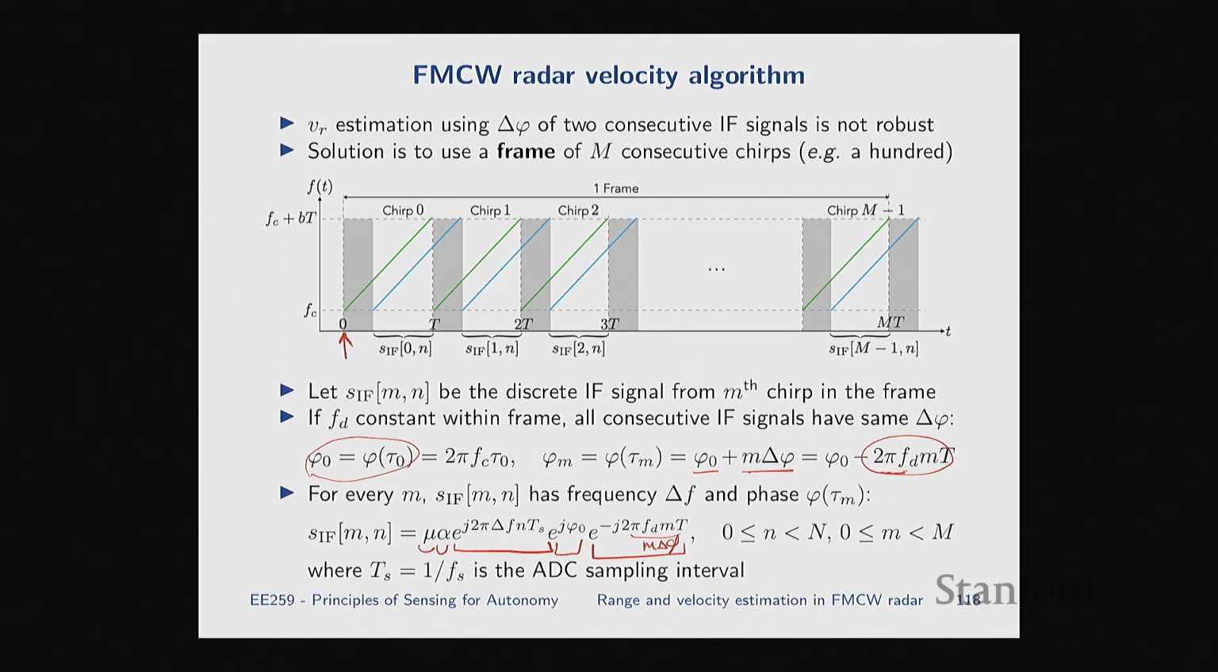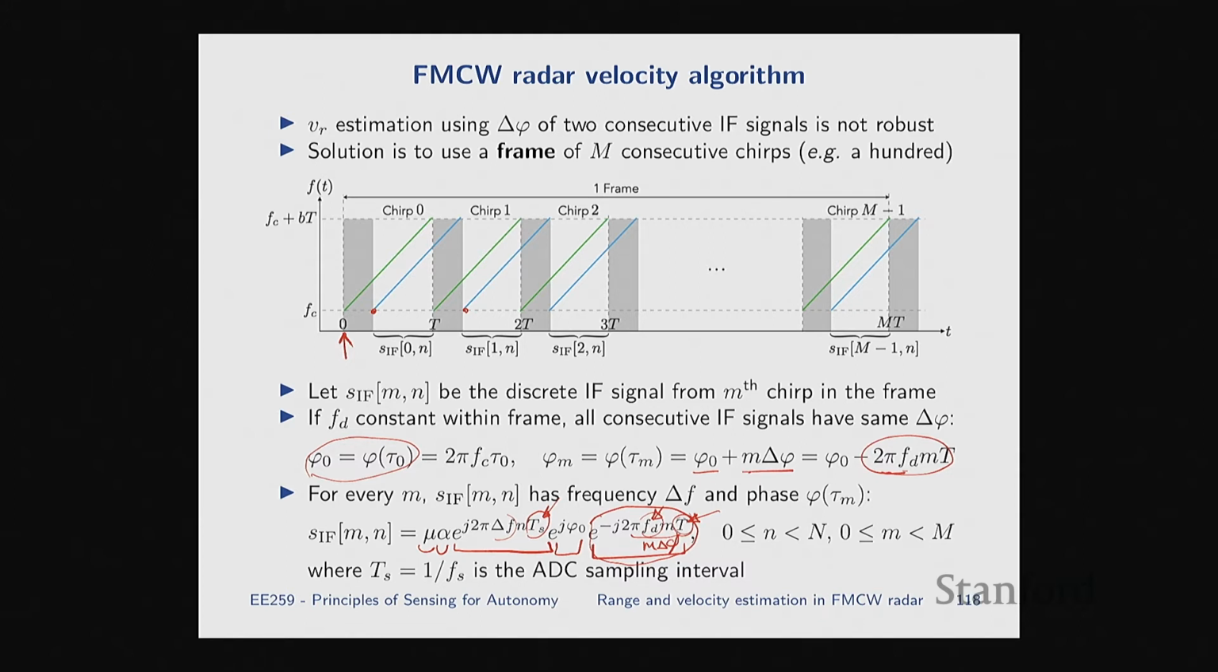Now, what's really interesting here is that we have this complex exponential term whose frequency is the Doppler shift, and it's sampled at a different sampling rate. It's sampled every T seconds, which is the chirp time. So here we have a different sampling rate for delta f. Delta f is sampled at Ts, which is our ADC sampling time, and that's fast. That's why this is called fast time. And then our Doppler is sampled slowly because it's sampled between chirps, every T seconds. This is usually called slow time in the context of radar.